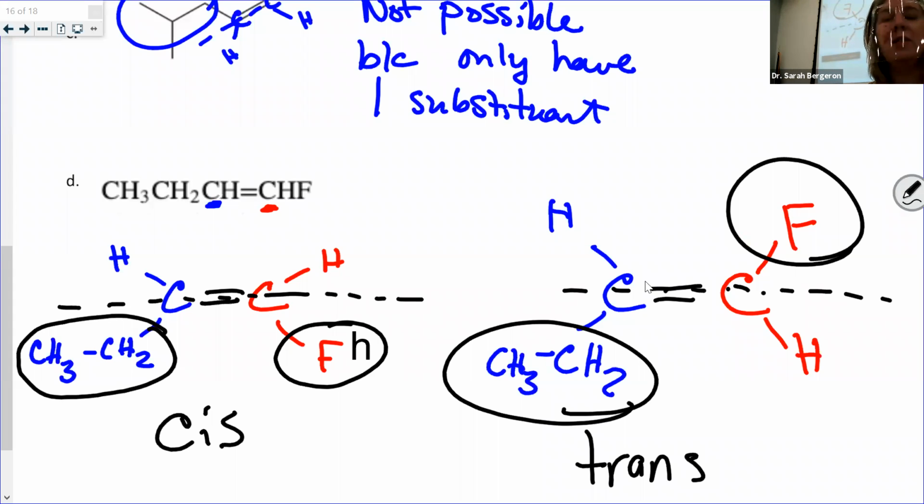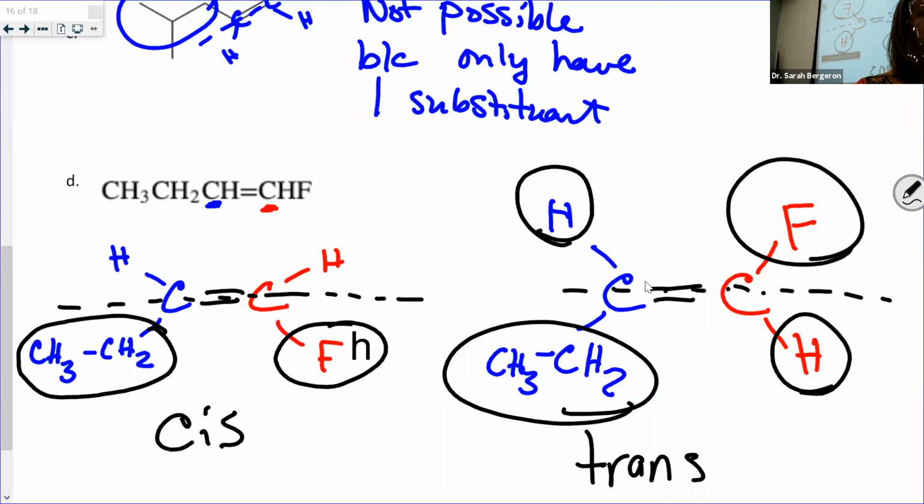Were there other ways to draw cis for this molecule? How else could you have done it? You could put both the CH3, CH2, and the F on top. That would have been okay. And then for the trans, if you had swapped them, if you had put the CH3 up here and the fluorine down here, that would have been okay, as long as they were on opposite ends. Okay?